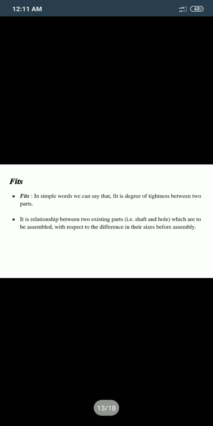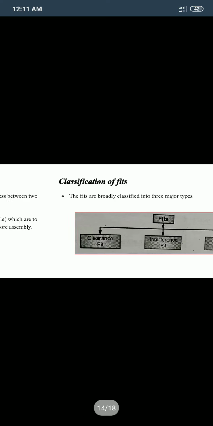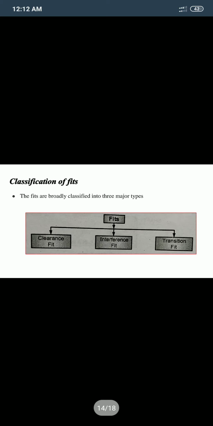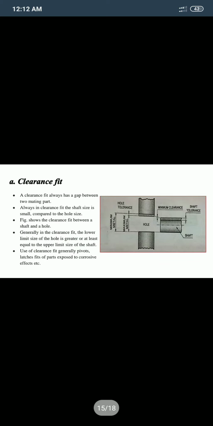Then fits. In simple words, we can say that a fit is the degree of tightness between two parts. It is the relationship between two mating parts, hole and shaft, which are to be assembled, with respect to the difference in their sizes before assembly. Then classification of fits. There are three types of fits: clearance fit, interference fit, and transition fit. A clearance fit always has a gap between two mating parts. Always in a clearance fit, the shaft size is small compared to the hole size. The figure shows the clearance fit between the hole and the shaft.